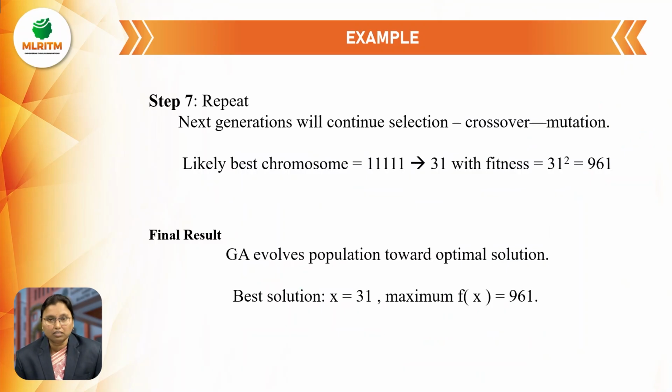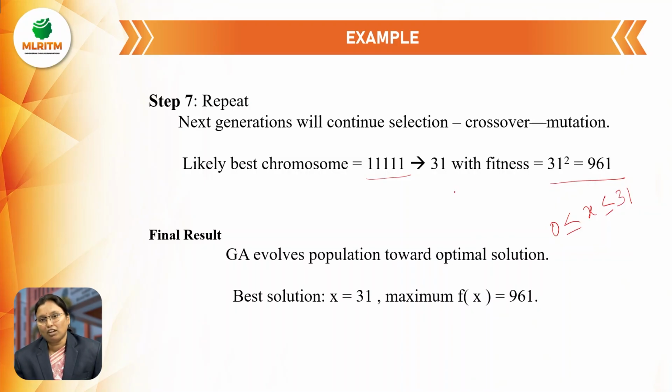And the next one is, if the process ends, we have to repeat until we get the best population value. The next generation will continue the selection, crossover, mutation. Likewise, the best chromosome, 30 we are getting, we have to replace with 1111. So that value is 31 with the fitness value 31 square equal to 961, because 0 less than or equal to x less than or equal to 31 only.